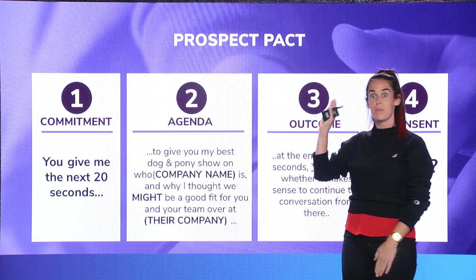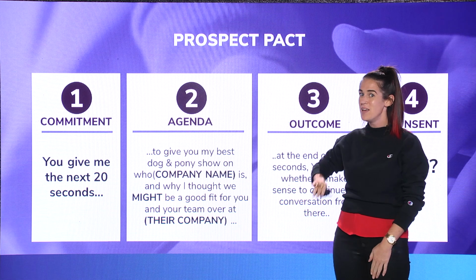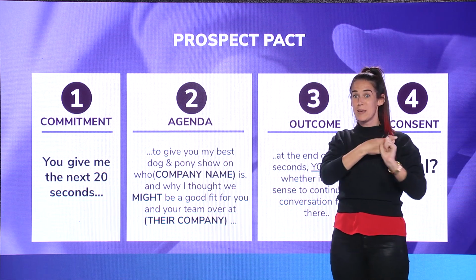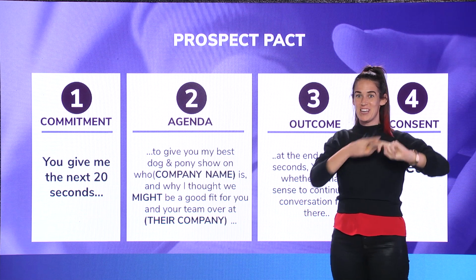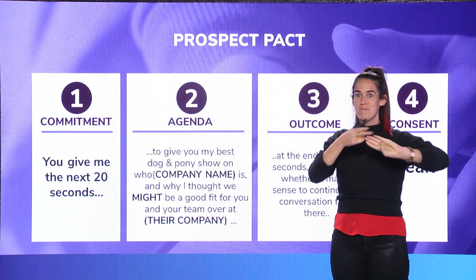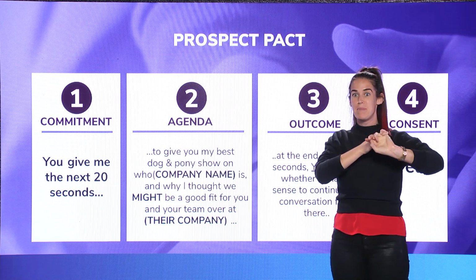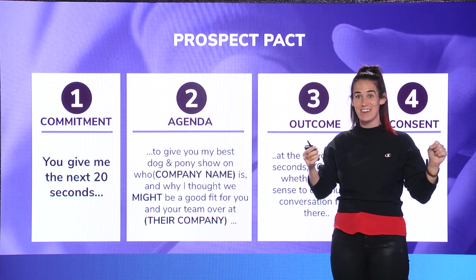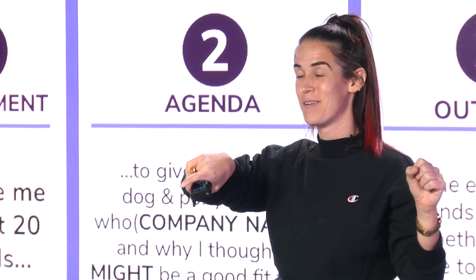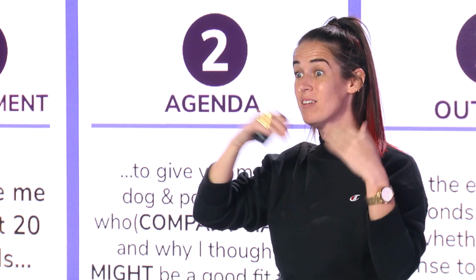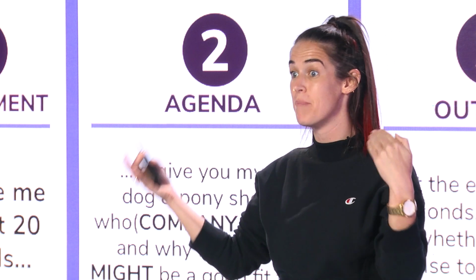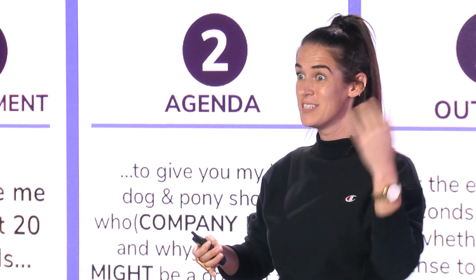I would do that through what I call a prospect pack. There are 4 different pieces to a prospect pack. Number 1, commitment. Number 2, agenda. 3, outcome. And 4, consent. Basically, you're trying to outline what's going to happen to someone because they are scared of something that's around the corner. We are scared of the unknown. So you want to really strike up a bargain with your prospect. This is what's going to happen.